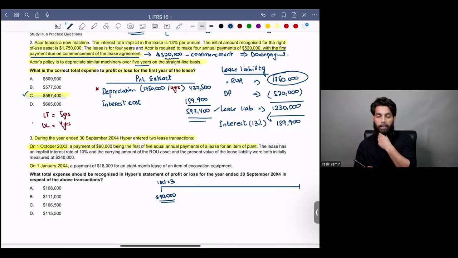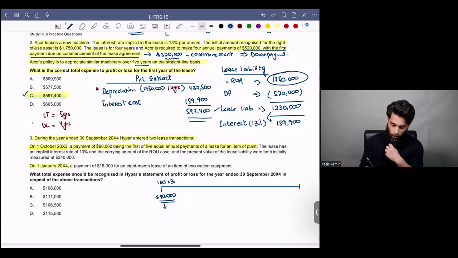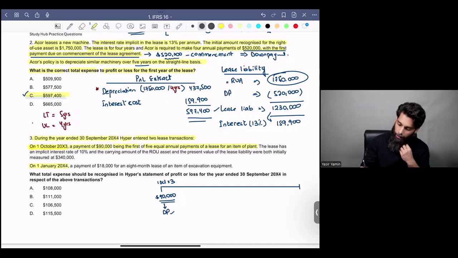This understanding will certainly help you. Yes, very good, guys. This is your down payment. Excellent. Examiner says the lease has an implicit rate of 10%, and the carrying amount of the right to use asset and the present value of the lease liability were both initially measured at 340,000. They were initially measured at 340,000.